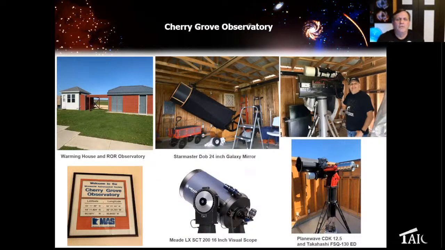The other observatory is my favorite, and it's only an hour from my house. Bortle 4 sky. Up here to the left we have our warming house, and next to that a roll-off roof observatory. Within that observatory we have a StarMaster 24-inch Dobsonian with a galaxy mirror. The picture on the right is me standing next to the PlaneWave CDK 12.5 and the Takahashi FSQ 130ED. This mount is no longer used; the picture is older. The new mount is the one right down here, and that's a PlaneWave mount. In the same observatory we also have a Meade LX 16-inch SCT visual scope for the people that like to do visual.